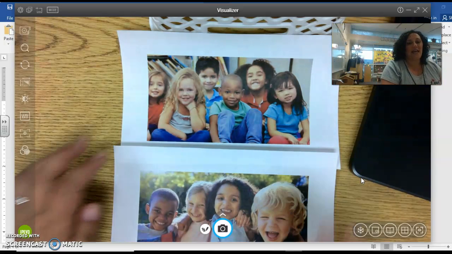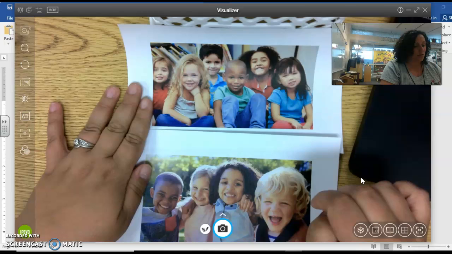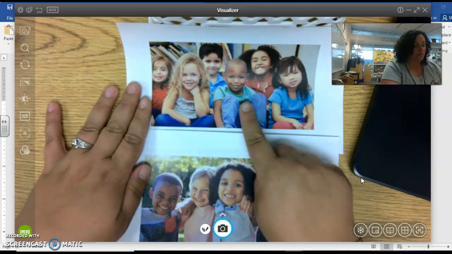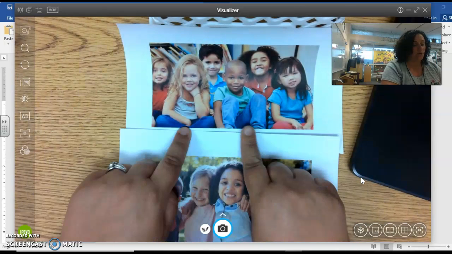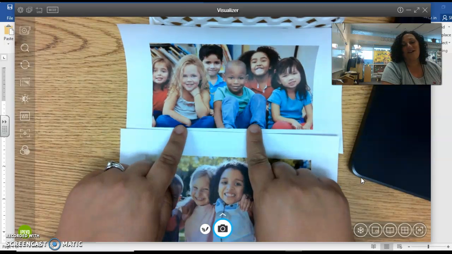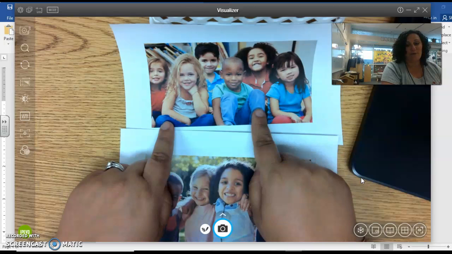What is the same about this boy and this girl? This is a trick question. They're both wearing blue pants.